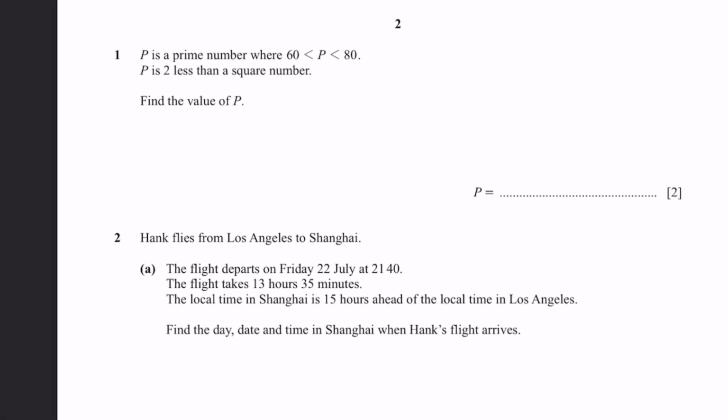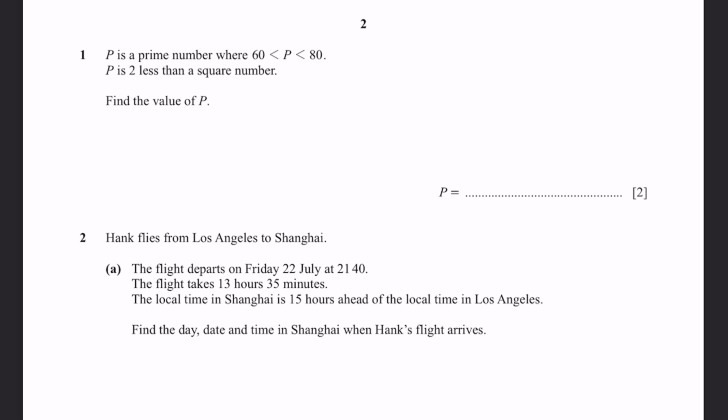Let's start. Question 1. P is a prime number where 60 is less than P and P is less than 80. P is 2 less than a square number. Find the value of P.